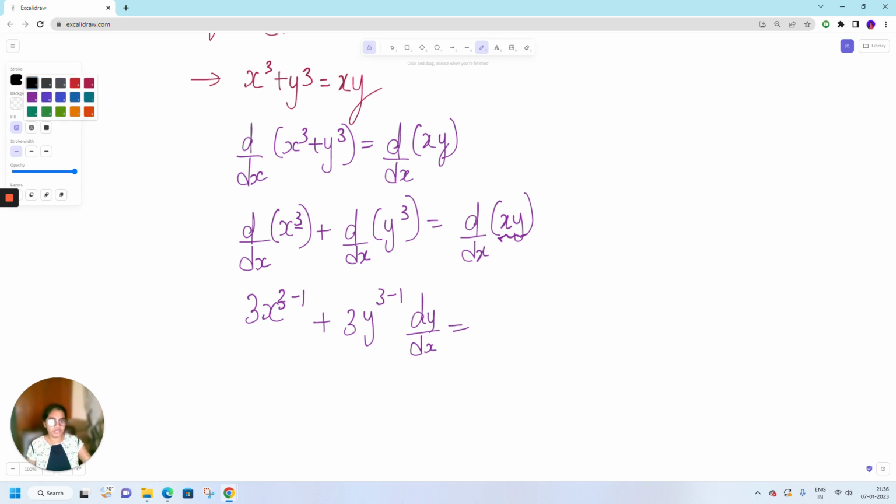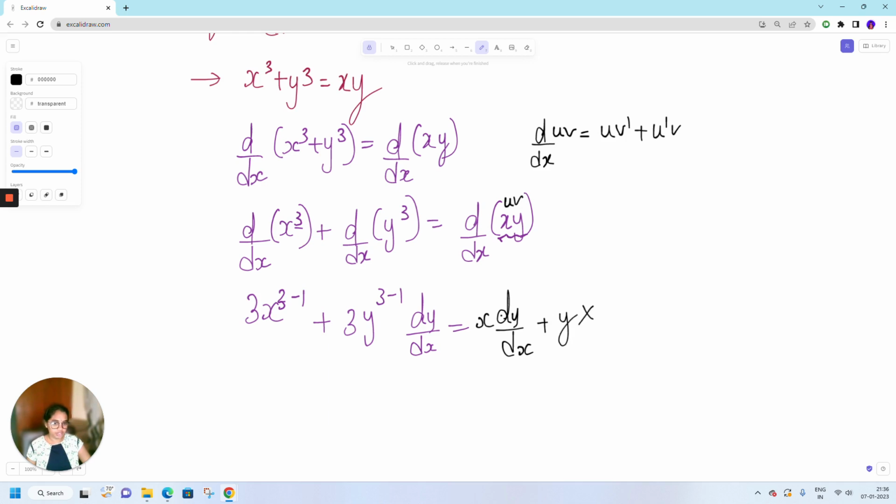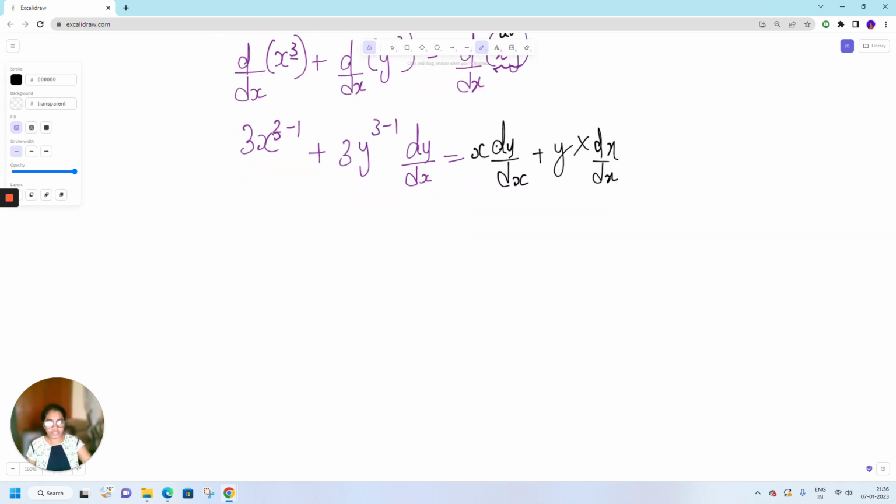The product rule says that d by dx of uv, if you have a function like this, is: keep u as it is, differentiate v, plus differentiate u and then keep v as it is. In place of u, I have x, so keep x as it is. Differentiation of y would be dy by dx. Plus, I'll keep y as it is. Differentiation of x with respect to x. Now, what is the next step?